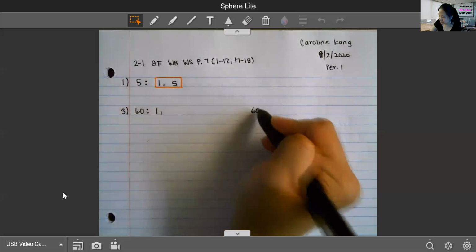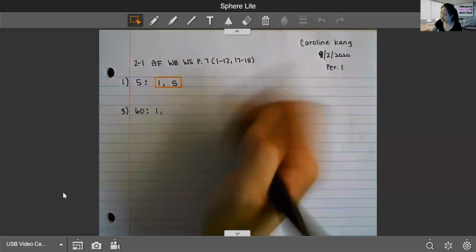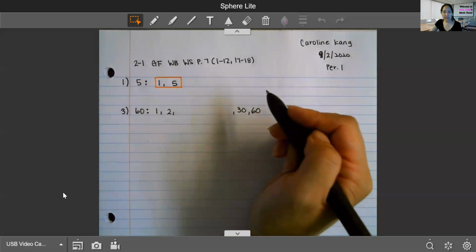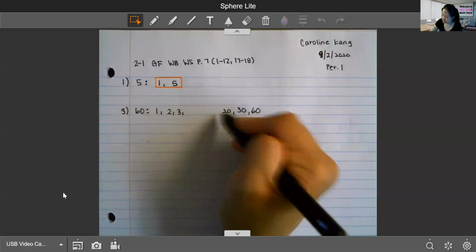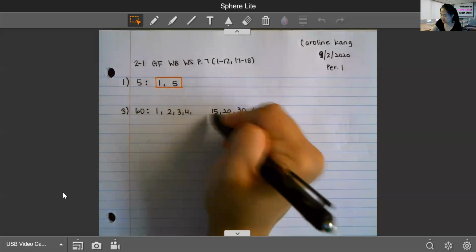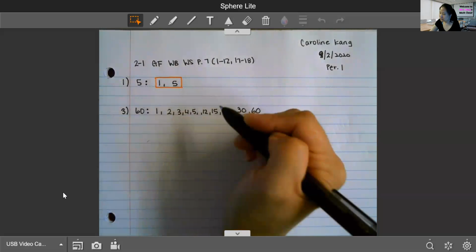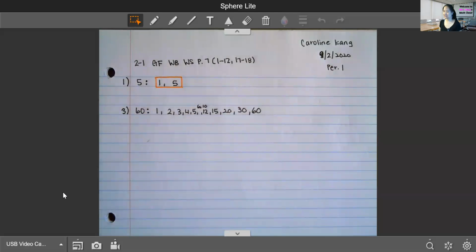1 and 60. And then let's try the next digit. 2 and 30. What about 3? 3 and 20. How about 4? Hopefully you know 4 and 15. 5 and 12. Oh no, I'm running out of space. 6 and 10. Okay.